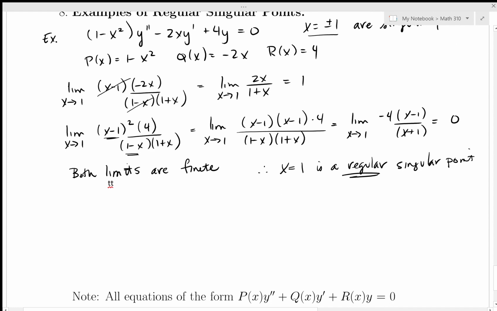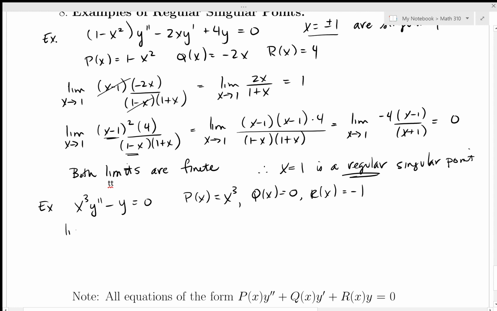Let us take a look at a singular point that's a little bit more difficult to deal with. Here's the next example: x cubed y double prime minus y equals 0. In this case, we have the functions as we've been labeling them, p of x being x cubed, q of x is 0, and r of x is minus 1. So we take the limit.